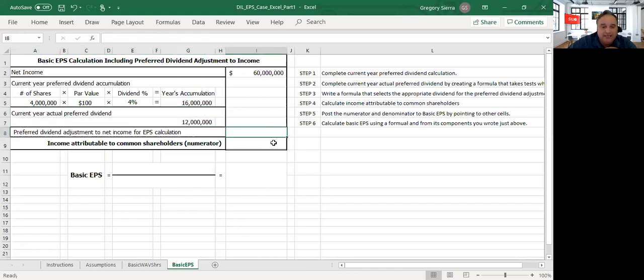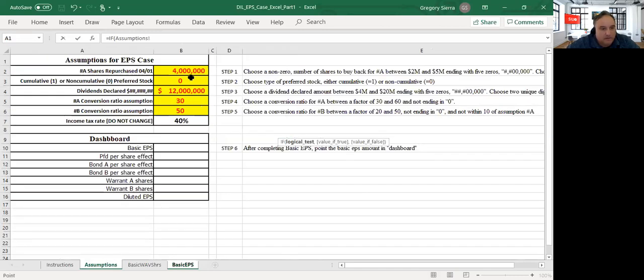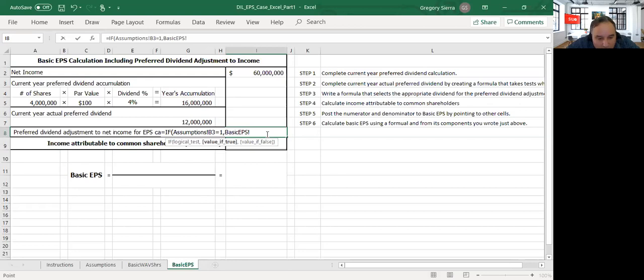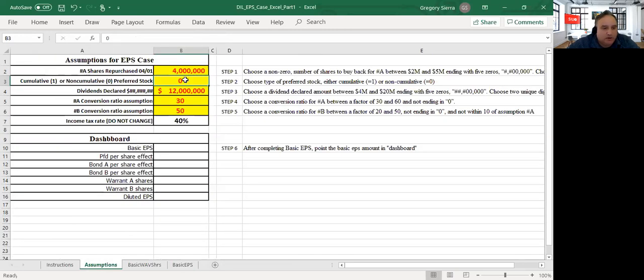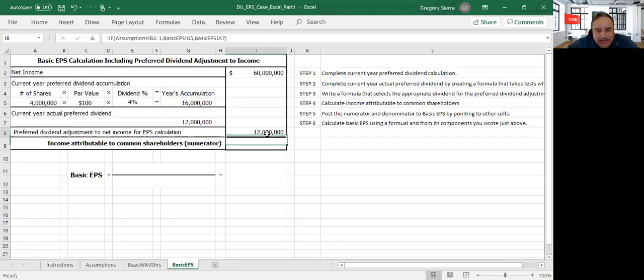So you have to put a formula in this cell to test whether it's cumulative or non-cumulative. If it's cumulative this, if it's non-cumulative that. So equals IF this assumption equals 1, comma. If the assumption equals 1, so if it's cumulative, we only care about the current year's accumulation. Otherwise, if it's 0, then we'll pick this one. Should be 16. Why is it not working? If assumption B3 equals 1. Oh, I had 0. Okay, I'm doing the right thing. So it's non-cumulative and it should be 12 million.